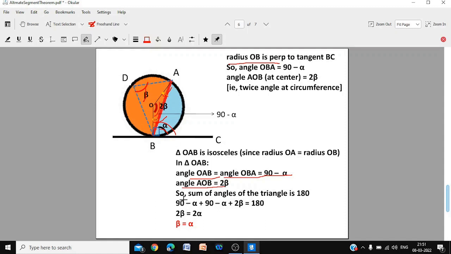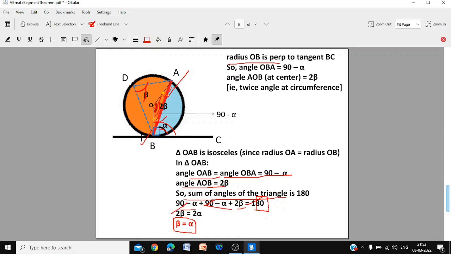Now the sum of the angles of the triangle is 180. So 90 minus alpha, that is this angle of the triangle, plus 90 minus alpha, that is this angle of the triangle, and twice beta, which is this angle. The sum of the three angles must be 180. So you cancel 90 here, 90 here, 180 here. You'll get minus 2 alpha plus 2 beta equal to 0. That is beta minus alpha equal to 0, or beta equal to alpha. So we have proved that this angle is equal to the angle in the alternate segment.